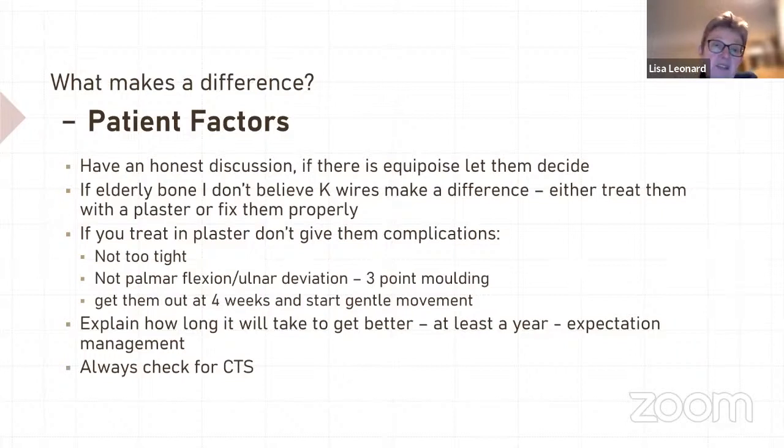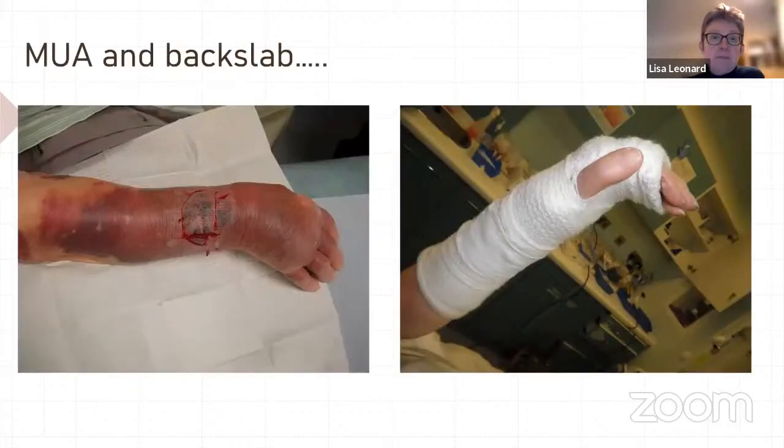If you are going to treat patients in a plaster, don't give them complications from the plaster. Don't make it too tight. Listen to them if they say they're waking up in agony at night. Don't put it hugely flexed. And on the deviated, three-point moulding should hold your fracture. And I get them all out at 4 weeks and start gentle movement from a removable splint. I tell them not to hold anything or lift anything heavier than a cup of tea for the first 2 weeks. And we tell them how much time it's going to take to get better.